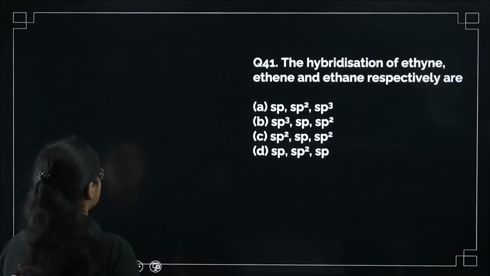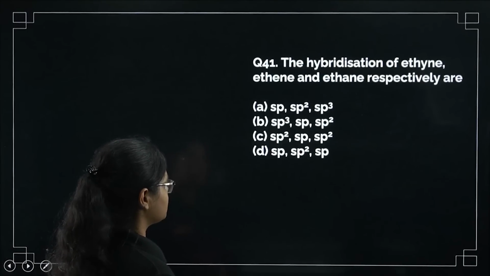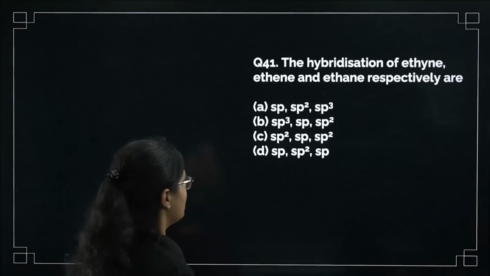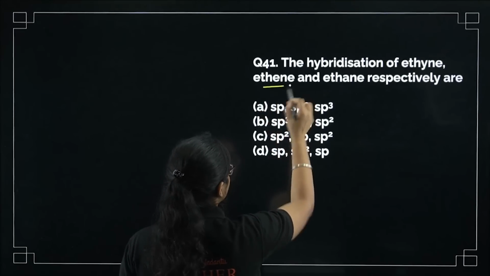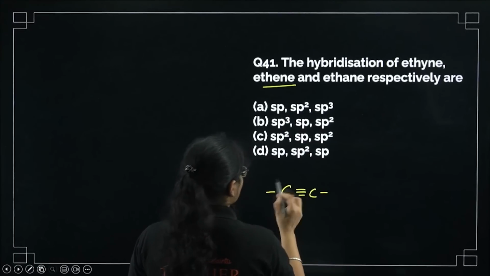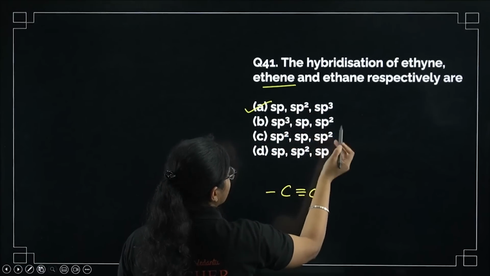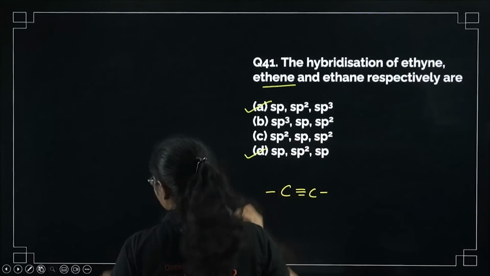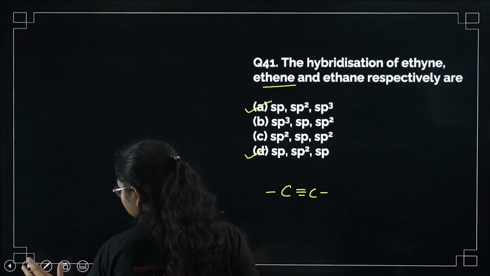Next, moving to question number 41, the hybridization of ethyne, ethene and ethane. Ethyne is what we call sp hybridized, so sp, and ethane is sp3. So I can have these two options. So I'll first erase, wait just a minute.